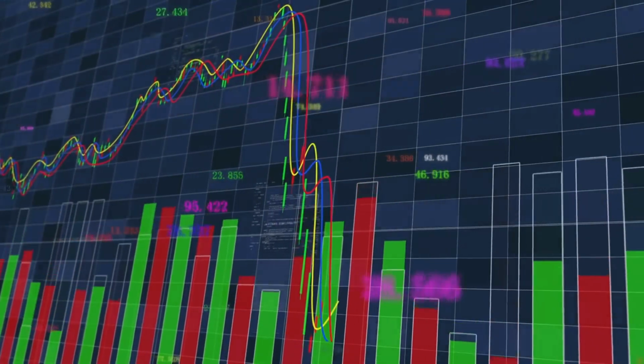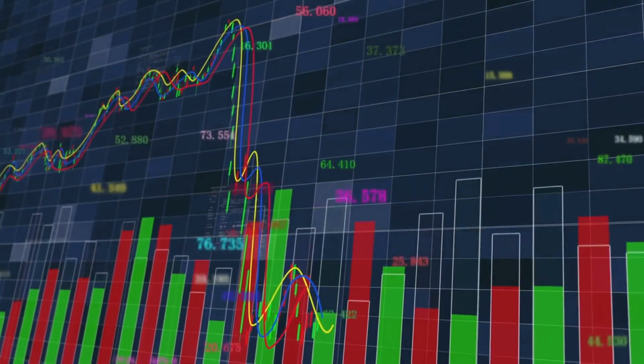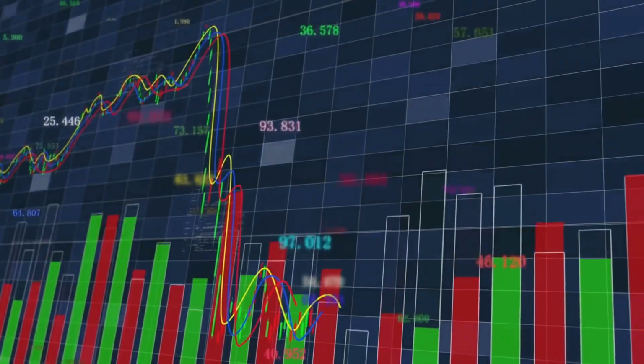Volume measures how much of an asset is being traded. High volume often confirms strong trends, while low volume can signal weak movements.